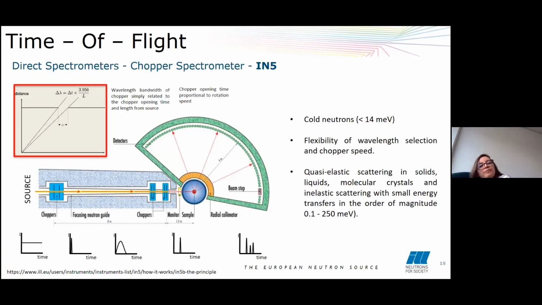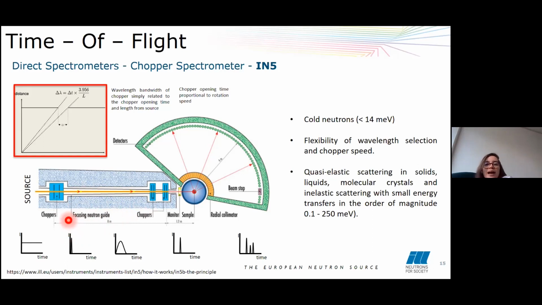Well, IN5, on the other hand, works with cold neutrons. So here, the polychromatic beam is turned into a pulsed monochromatic beam by a set of 6 choppers. And this provides flexibility to choose an incident energy and to optimize energy resolution. So you have choppers to cut the beam and after that to monochromatize the beam according to its opening time.